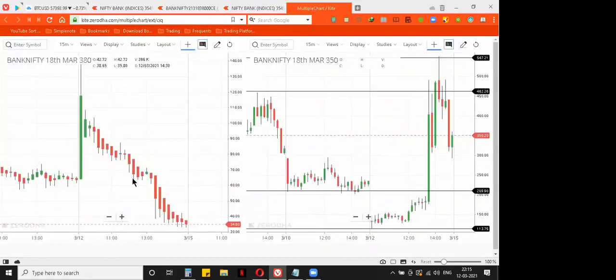If I get entry in CE, I'll trade CE. If I get entry in PE, I'll trade PE. Because I've stopped predicting the index. I don't think I can predict the index. Okay, perfectly fine. So you keep on shifting your entry points.